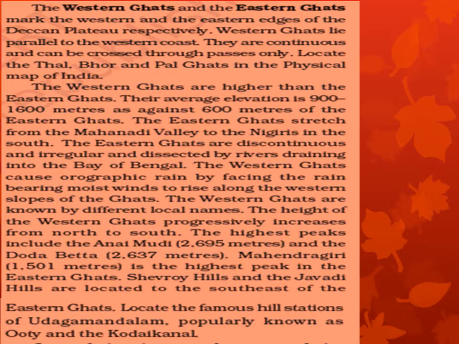Western Ghats are also known by different local names. And the height of the Western Ghats progressively increases from north to south. And the highest peaks include the Anaimudi, 2695 meters, and the Doda Betta, which is 2637 meters. But when we talk about the Eastern Ghats, we have Mahendragiri, which is the highest peak, and the height of Mahendragiri is 1501 meters.